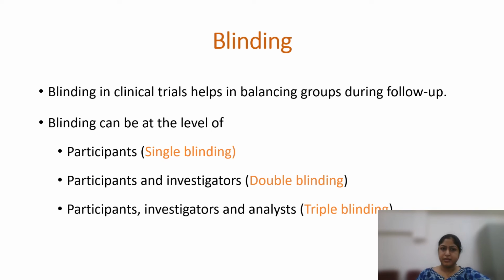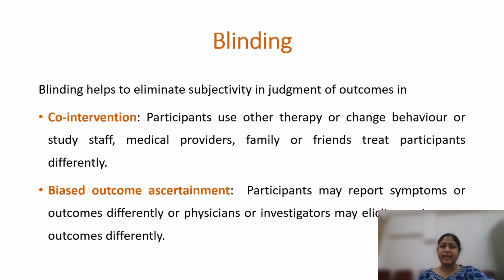Another important aspect in case of clinical trials is blinding. Blinding means being unaware whether the participant belongs to the intervention group or the control group. Blinding can be at the level of the participants, that is single blinding; participants and investigators, that is double blinding; and participants, investigators, and analysts, that is triple blinding. Blinding helps to eliminate subjectivity in judgment of outcomes and co-intervention.